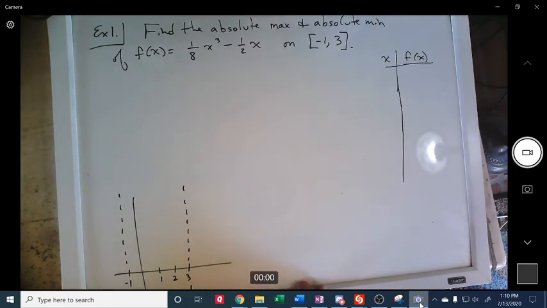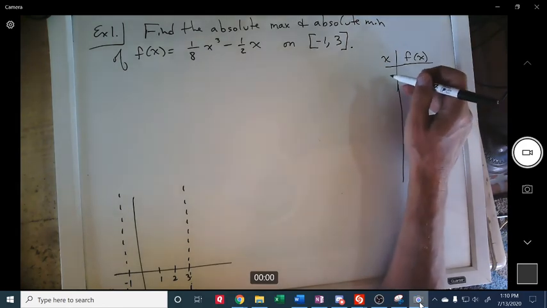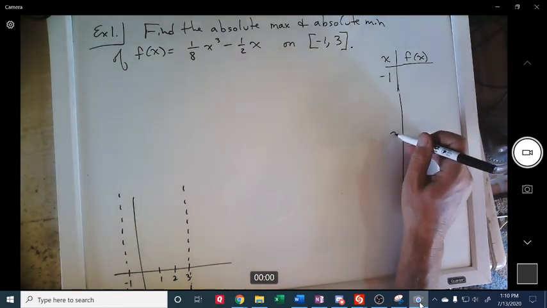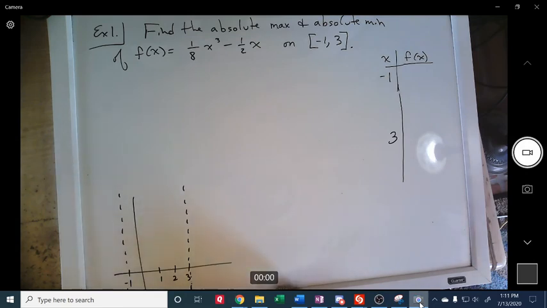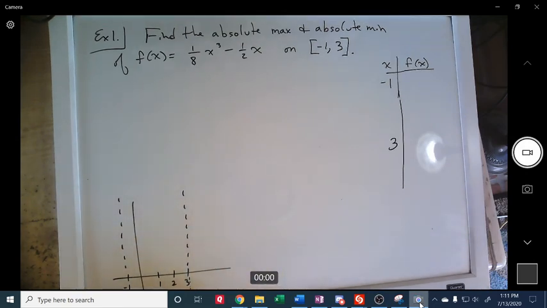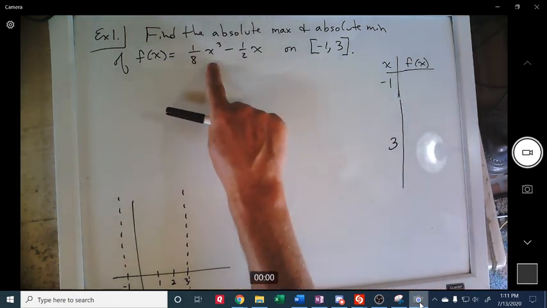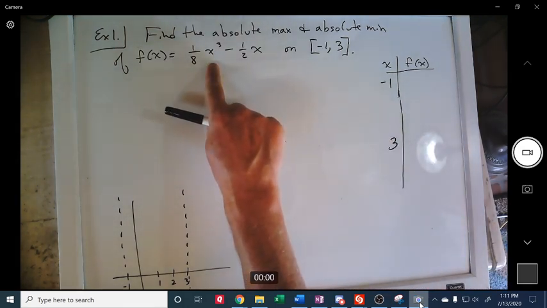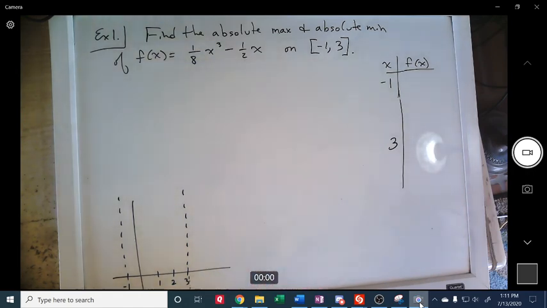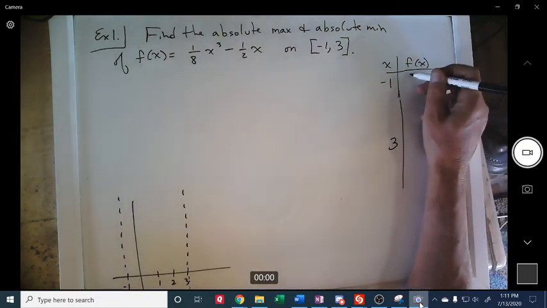And it's got to have a highest point, it's got to have a lowest point. And I know I'm going to have to check the endpoints. Always we want to check the endpoint. The highest or lowest point could be an endpoint. We'll plug in -1 into this function. I'm going to get -1/8 plus 1/2. So that's going to be 4/8 minus 1/8. It's going to give me 3/8.